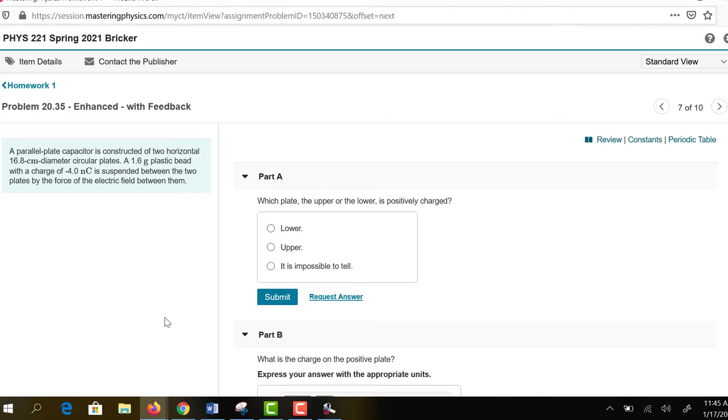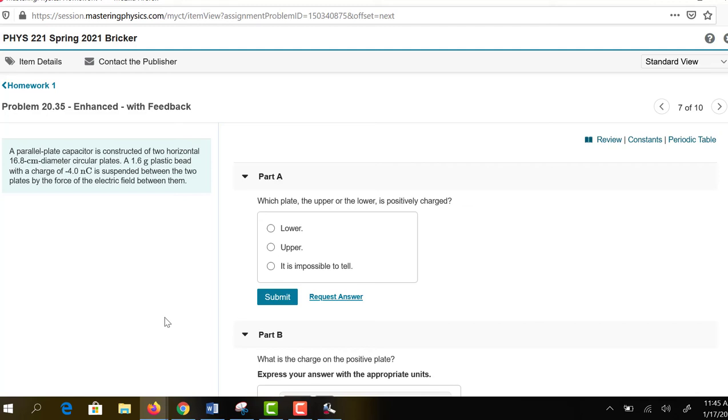All right, a parallel plate capacitor is constructed of two horizontal 16.8 diameter circular plates. So remember, a capacitor is a couple of plates that are charged up, equal magnitude, opposite charge. A 1.6 gram plastic bead with a charge of -4 nanocoulombs is suspended between the two plates by the force of the electric field between them. Okay, good. So think back to what you read in chapter 20. If you watched the video also, we talked about parallel plate capacitors. Which plate, the upper or lower, is positively charged? And what is the charge on the positive plate?